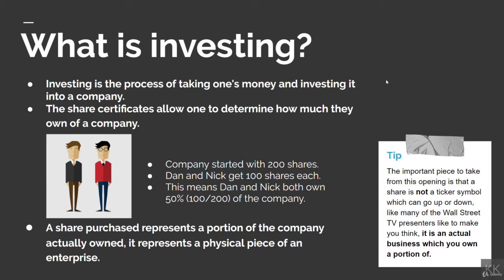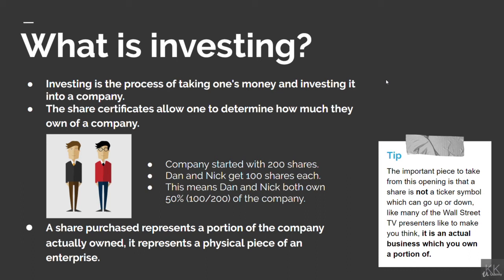The point is that these share certificates merely determine how much of the company one owns. This brings us to the first principle of value investing, and that is that a share purchased represents a portion of the company actually owned. It represents a physical piece of an enterprise. When you purchase one share from Microsoft, that means that you actually own a portion of the Microsoft company, the same way Bill Gates owns a portion of Microsoft.